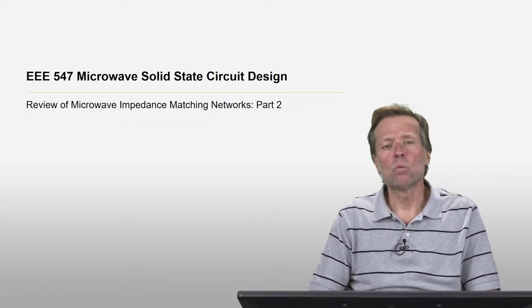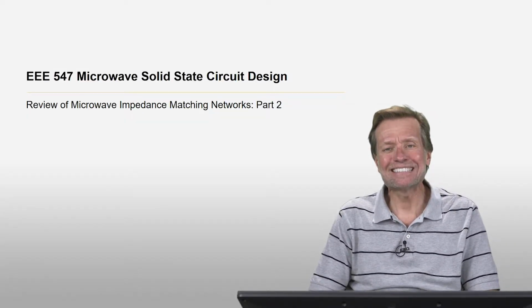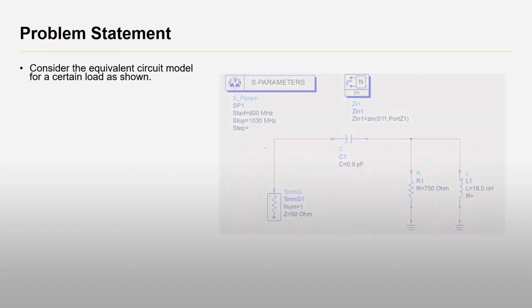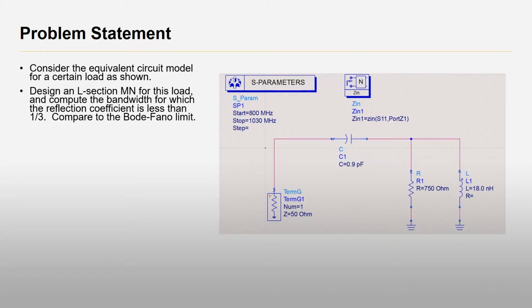In this session, we will design L-section, T-section, and double L-section matching networks for the load defined in the previous session and compare the fractional bandwidths obtained to the Bode-Fano limit. Consider the equivalent circuit model for a certain load as shown, and we saw this load in the previous session. Design an L-section matching network for this load and compute the bandwidth for which the reflection coefficient is less than 1/3, compared to the Bode-Fano limit.